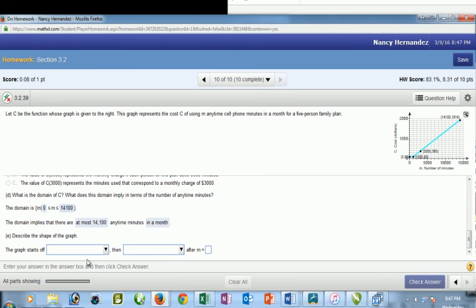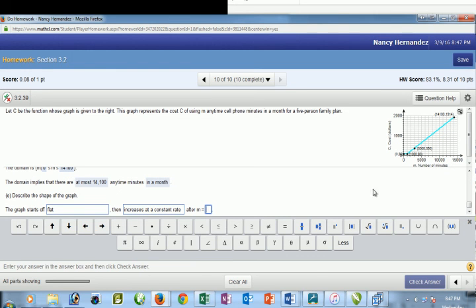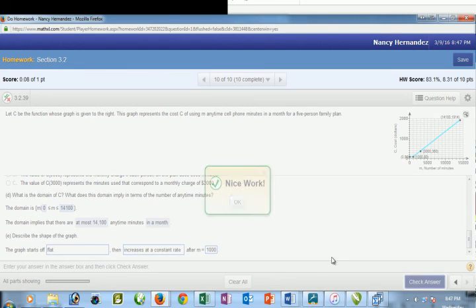Cool. The graph starts off flat, then it increases at a constant rate. Be careful. That says at a constant rate. Rate is slope. A constant graph would be horizontal, but this is constant rate. After how many minutes? After 1,000 minutes, then it starts sloping up. Whoop whoop.